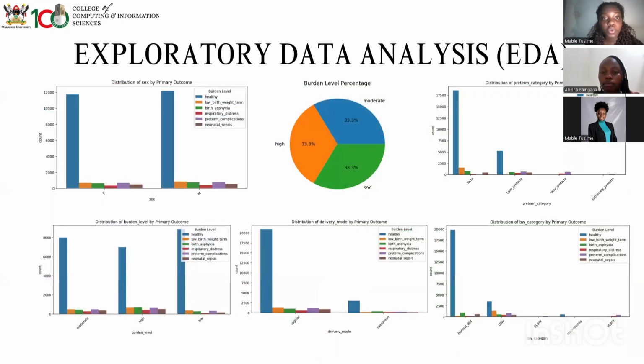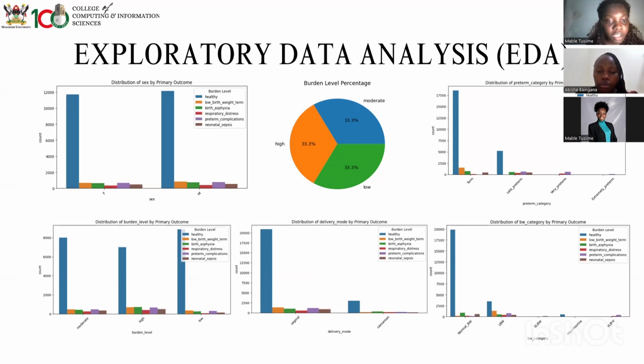Thank you, Abisha. So we were able to get a synthetic dataset for neonates from Hugging Face, and we carried out some exploratory data analysis. We combined 3 sub-datasets that are moderate burden, low burden, and high burden, as you can see from this pie chart in the center, where these are specifying the conditions of the medical facilities where this data would have been gotten. So we have the primary outcome, which can be healthy, low birth weight, and the different conditions the neonates may have, respiratory distress, neonatal sepsis.